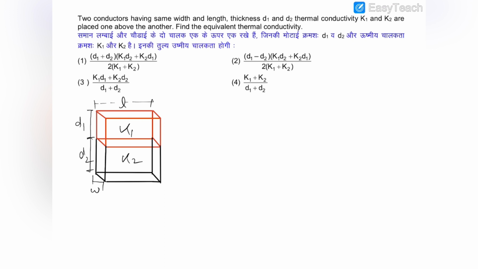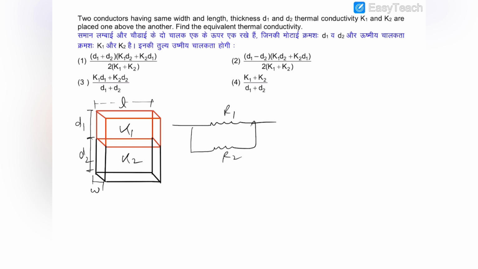In this question, you can see that there are two conductors of same length, and their thickness is different, which is D1 and D2, and their width is same. So we have to find out the equivalent thermal conductivity of this combination, and we can see that these are in parallel to each other. So this is R1 and this is R2.